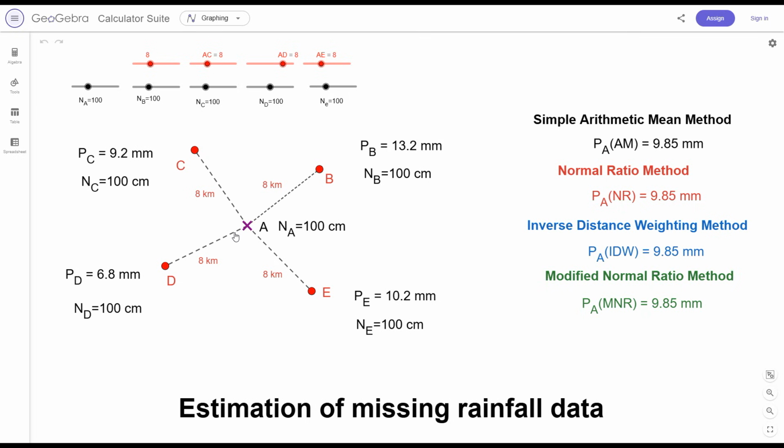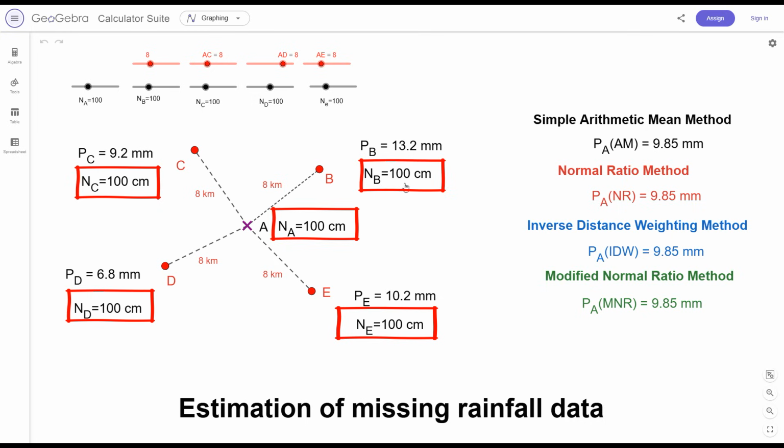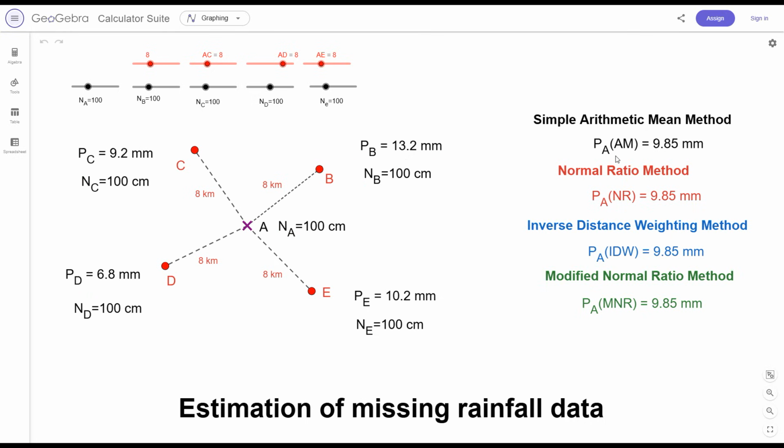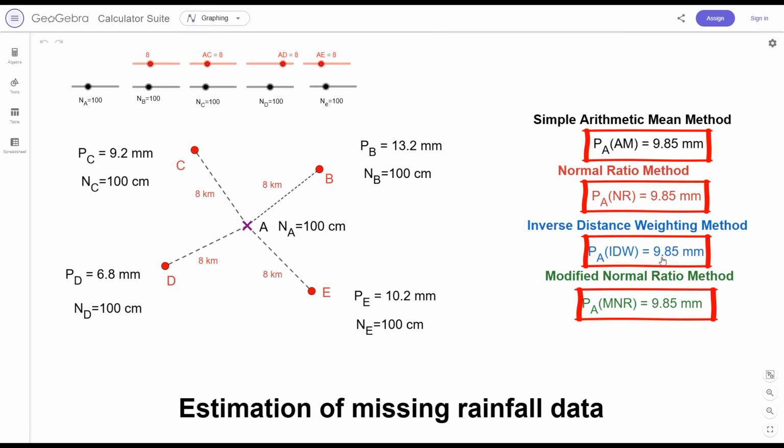In our initial baseline scenario, every index station is located exactly 8 kilometers away from station A. Every station, including station A, has an identical normal rainfall of 100 centimeters. Notice that under these conditions, every single estimation method, simple arithmetic mean method, normal ratio method, inverse distance weighting method IDW, and modified normal ratio method MNR yields the exact same result, that is 9.85 millimeters.